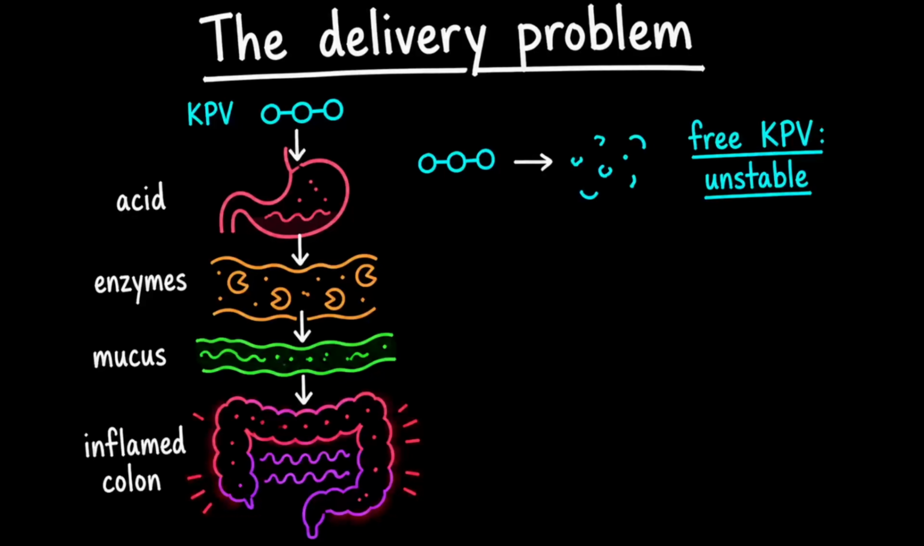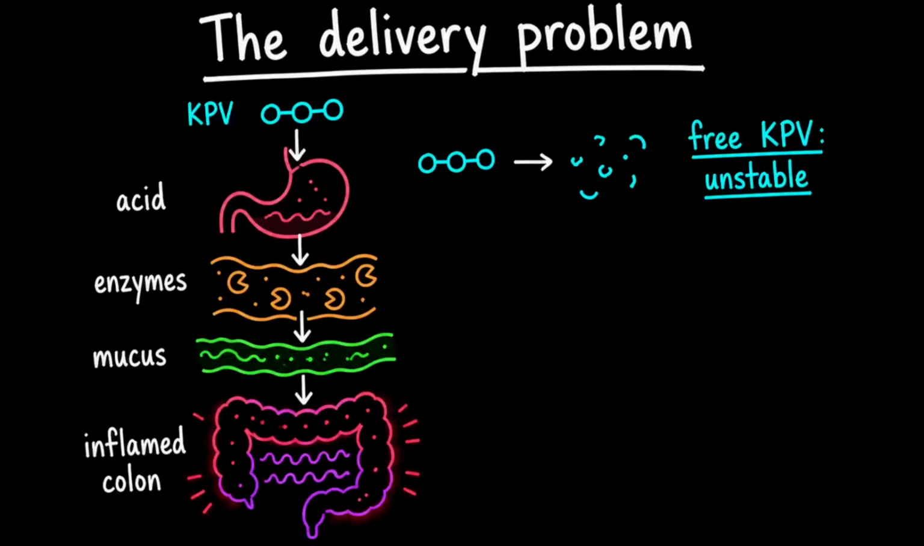Now, there's also a delivery problem too, and for KPV, this is quite important. A peptide swallowed as a free drug faces your stomach acid, so really low pH. It's going to face a whole bunch of enzymes and mucus, and part of the question here is where it's actually released and what kind of effects you're going to have, because if you release it in the stomach, it might be way lower pH than if you released it in the colon, for example.